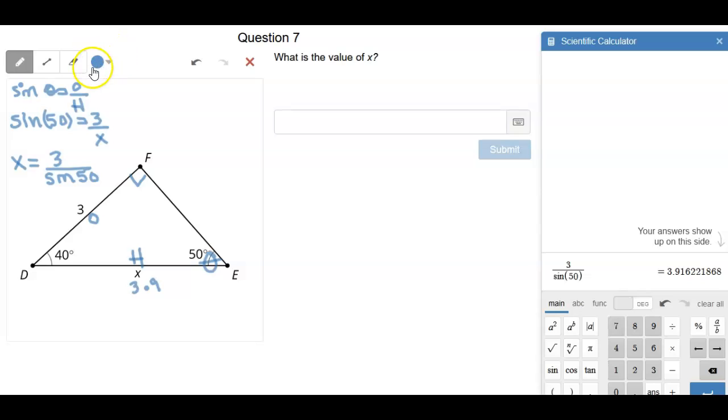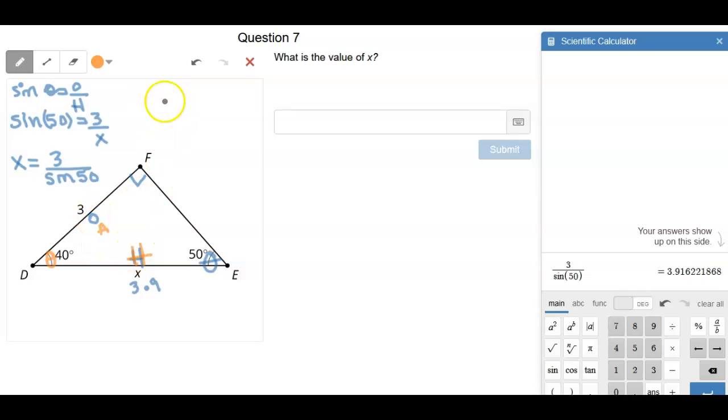Okay, now I'm going to do it the other way too, just to show you that we should get the same answer. So if we choose 40, that means that this is our opposite and this is our adjacent. And again, our hypotenuse is going to stay our hypotenuse no matter which angle we're using. But this time we don't need the opposite.